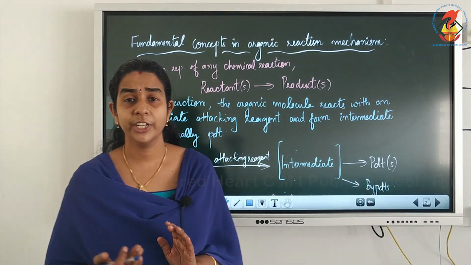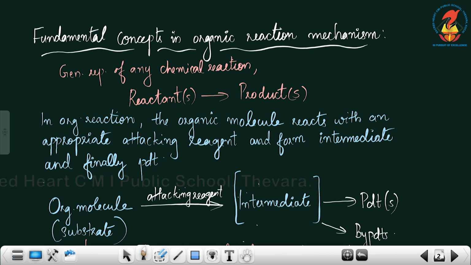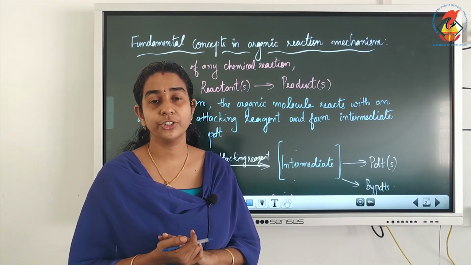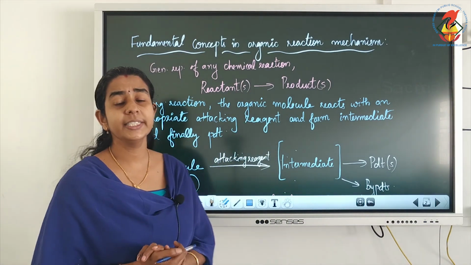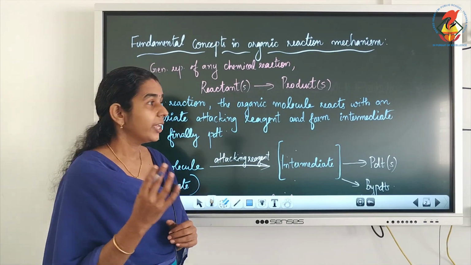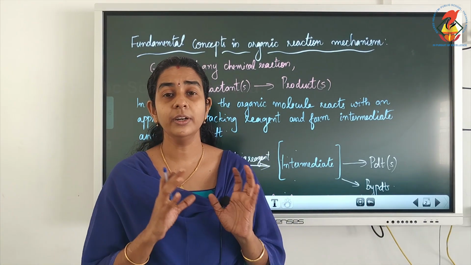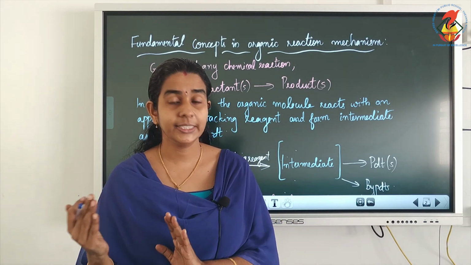Now, we know how we generally represent any chemical reaction: reactant or reactants reacting to give product or products, which means one or more than one reactants undergoing reaction to form one or more than one products, isn't it? But when we talk about organic reactions, the organic molecule reacts with an appropriate attacking reagent. That is a new term that you are studying. The organic molecule will react with suitable or appropriate attacking reagents, which we will see in detail.